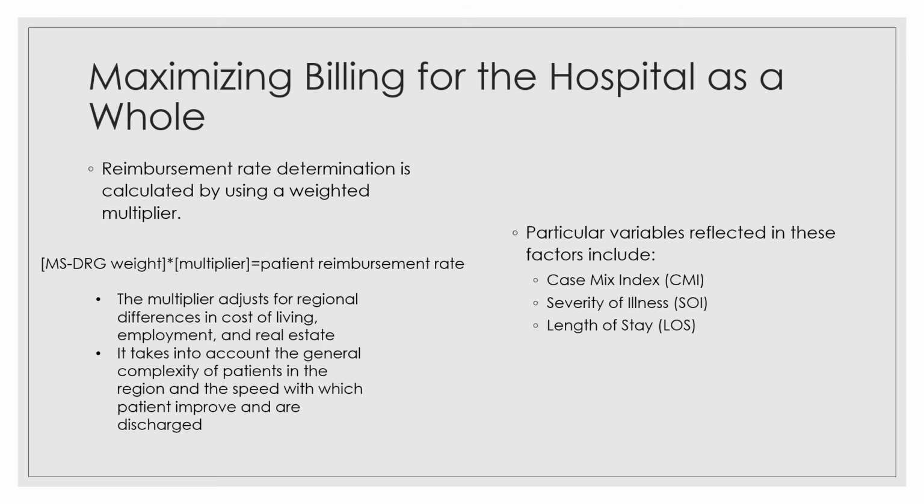Maximizing billing for the hospital as a whole. Reimbursement rate determination is calculated by using a weighted multiplier. You can see the formula right here. The multiplier adjusts for regional differences in cost of living, employment, and real estate. It does take into account the general complexity of patients in that region and the speed with which patients improve and are discharged. Particular variables reflected in these factors are the case mix index, severity of illness, and length of stay.